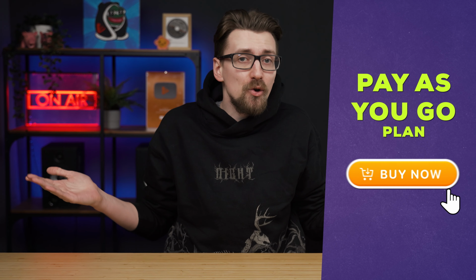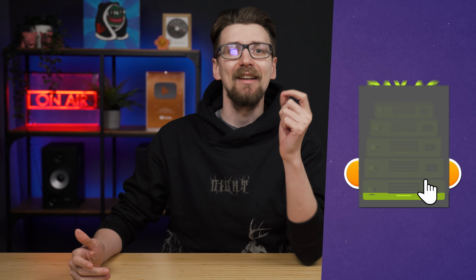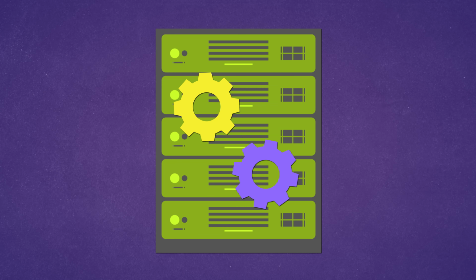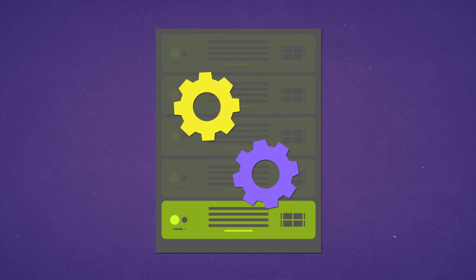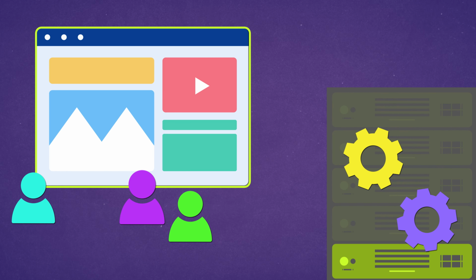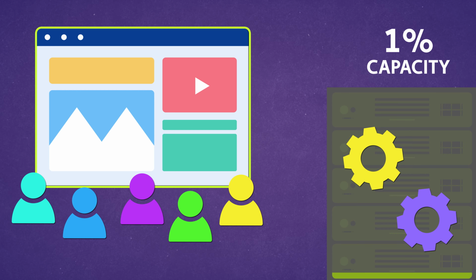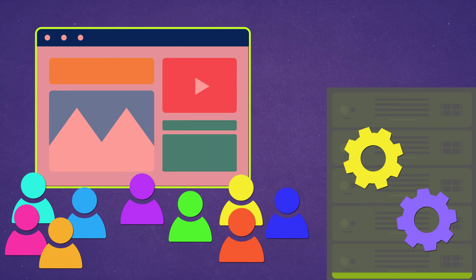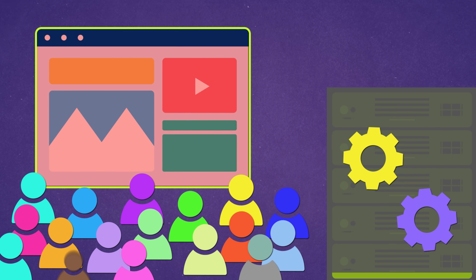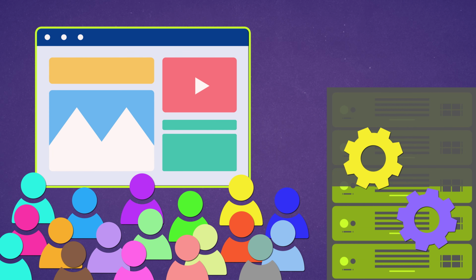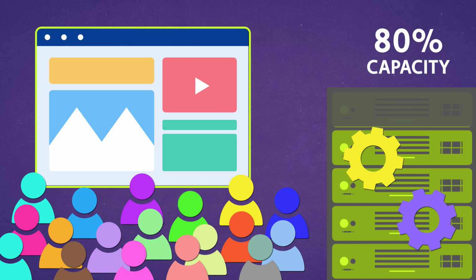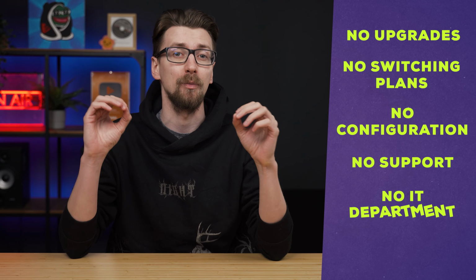Wouldn't it be cool if you could just get one pay-as-you-go plan for any website, and it would automatically scale up or down based on the amount of visitors you're getting? So if you're getting 5 customers, it works at 1% capacity, saving you money. And if you launch an ad campaign and get 30,000 customers in 1 hour, it automatically ups the amount of resources it uses to continue working just fine, with no upgrades, no switching plans, no configuration, support, or IT department needed. Yeah, that would be cool.